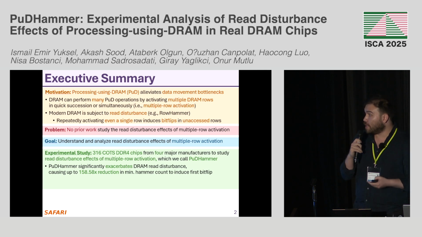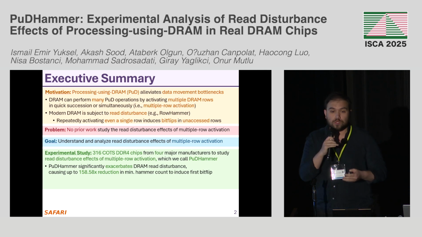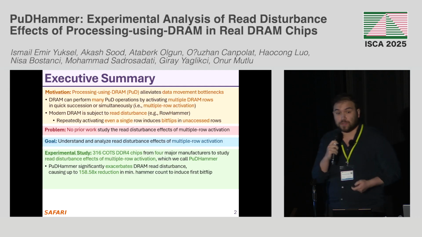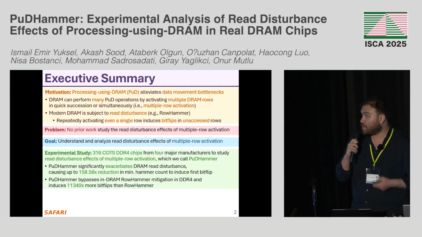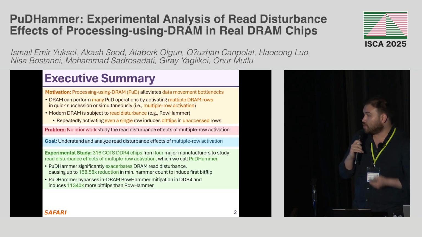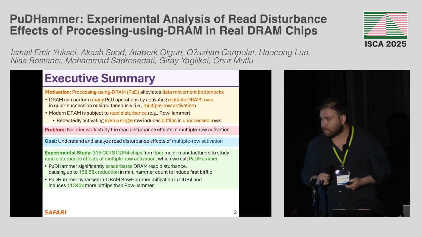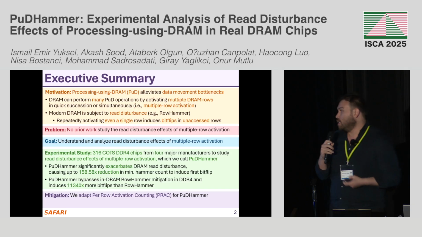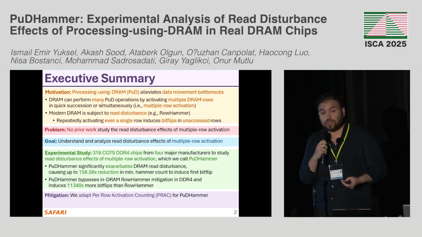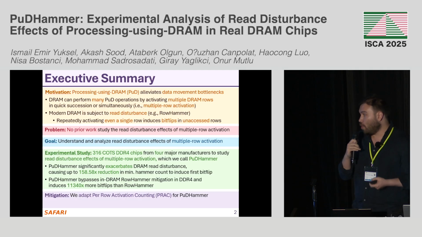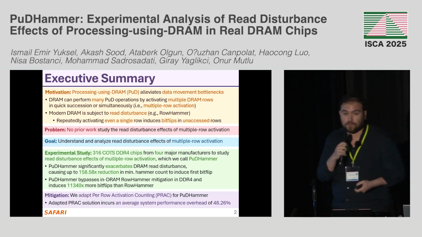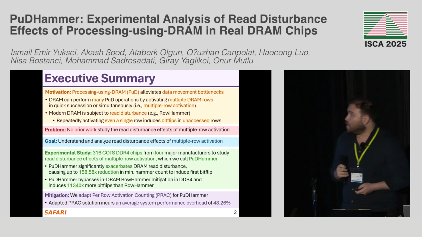PuDHammer significantly exacerbates DRAM read disturbance, causing up to almost 160x reduction in minimum hammer count to induce the first bit flip. And PuDHammer bypasses in-DRAM RowHammer mitigation employed in DDR4 and induces much more bit flips than RowHammer. And to prevent PuDHammer bit flips, we try to adapt per row activation counting, the industry's latest solution to RowHammer. And we observed that the adapted solution incurs an average system performance overhead of almost 50%.